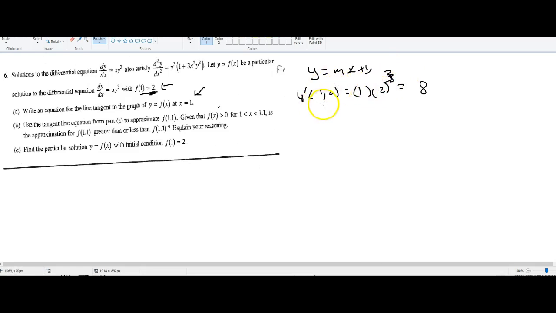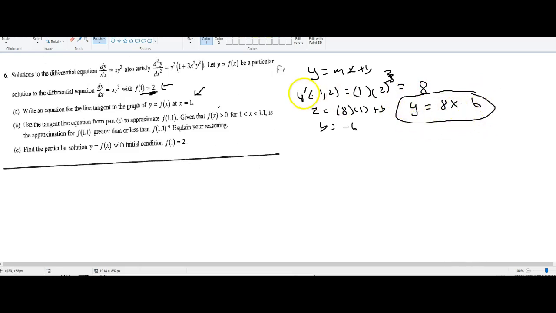Okay, so now I'm going to plug my y value in. I plug a 2 in here, an 8 in here, a 1 in here, and I solve for b. And I get b must equal -6. So I get y equals 8x minus 6, and that is my part A. Part B says use the tangent line equation to make an approximation for f(1.1).